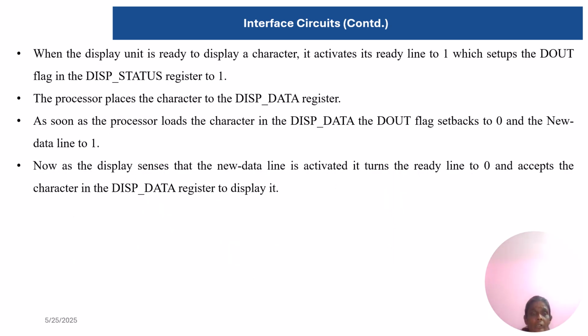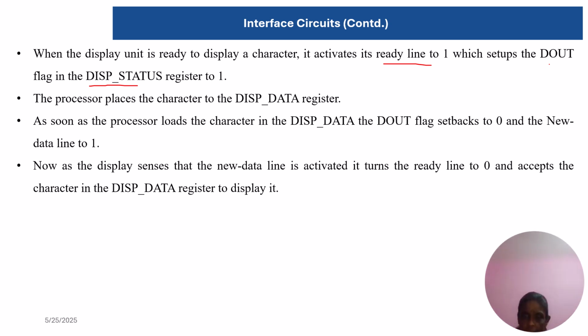Next one, when the display unit is ready to display a character, it activates its ready line to 1. So I am ready to get the data, which sets the out flag in the data status register to 1. So "I am ready" means the out flag in the status register should be equal to 1.